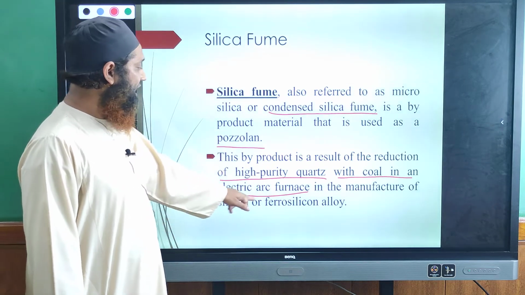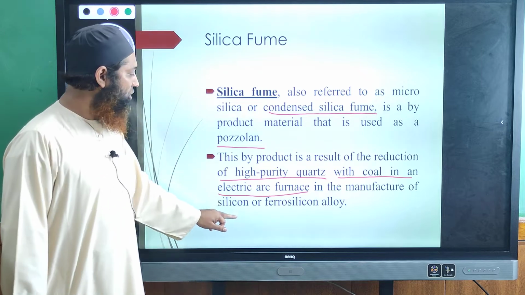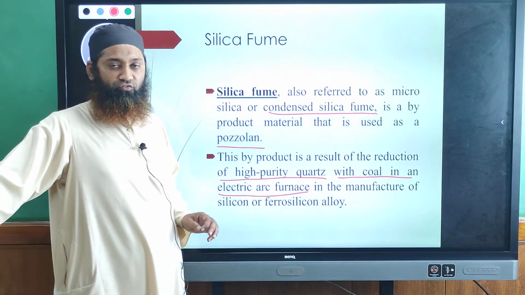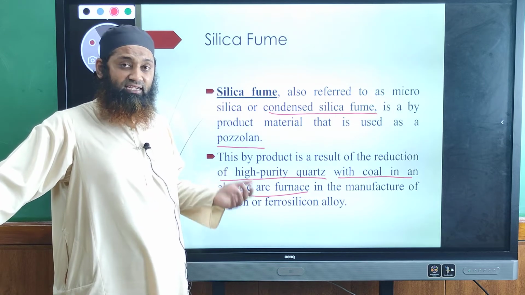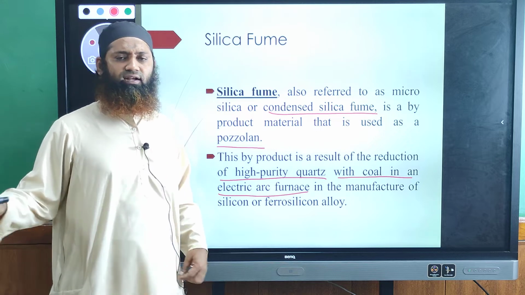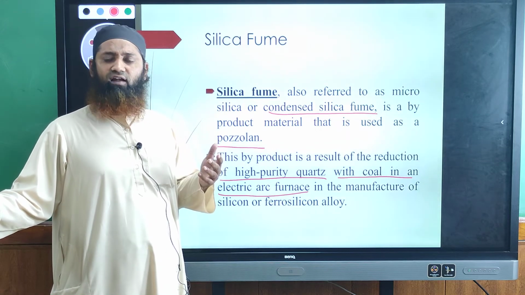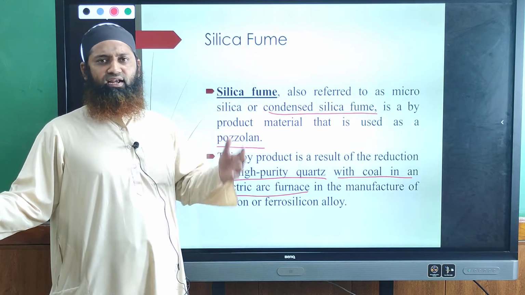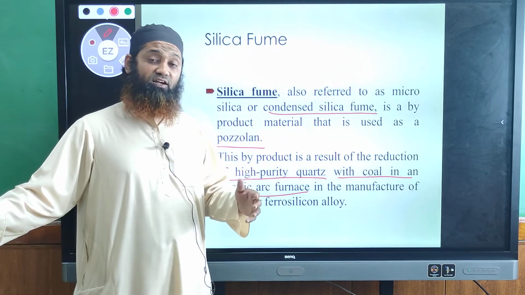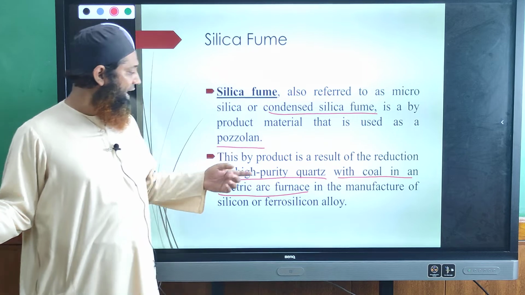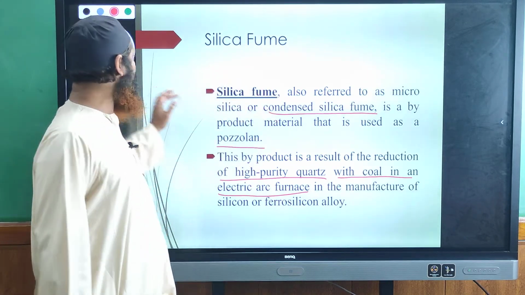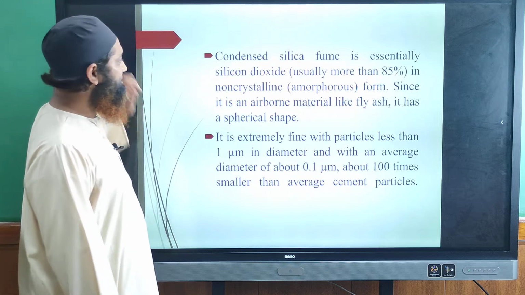It is produced in the electric arc furnace in the manufacture of silicon or ferrosilicon alloy. When they manufacture silicon or ferrosilicon alloy, the byproduct which we get is the silica fume. These electric arc furnaces are very huge and they generate a lot of silicon and ferrosilicon alloy. So the byproduct after the burning of coal and high purity quartz is silica fume. Let us see what the properties of this silica fume are.